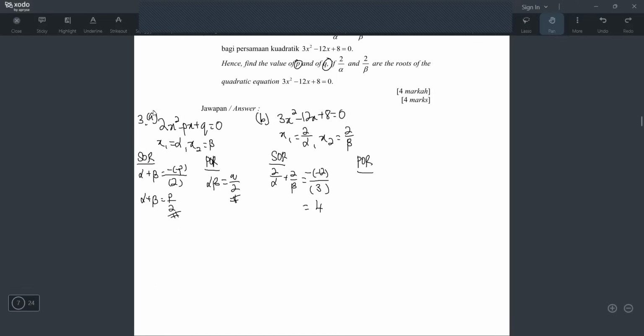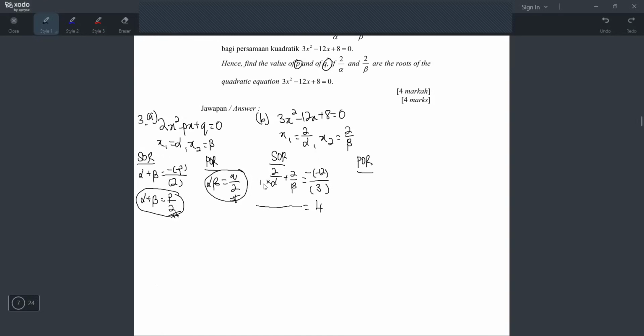It means when you're doing B, you will use your A answer to help you. But how? This is 2 over alpha plus 2 over beta. I only have alpha plus beta and alpha times beta. Okay, you can combine this into a single fraction. And how to do that is you make the denominator the same.